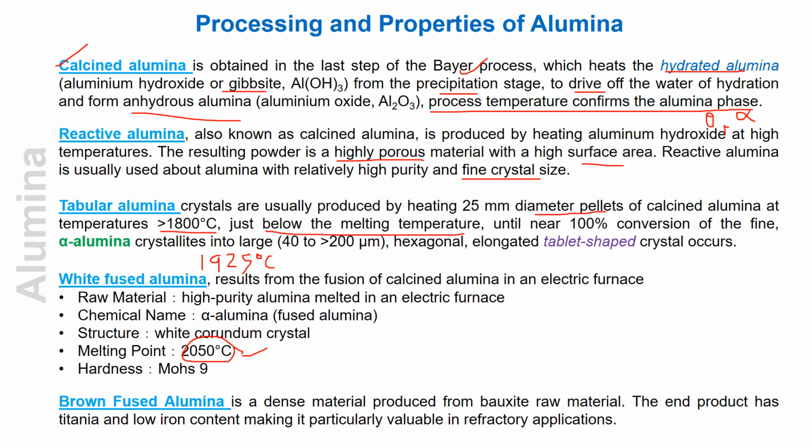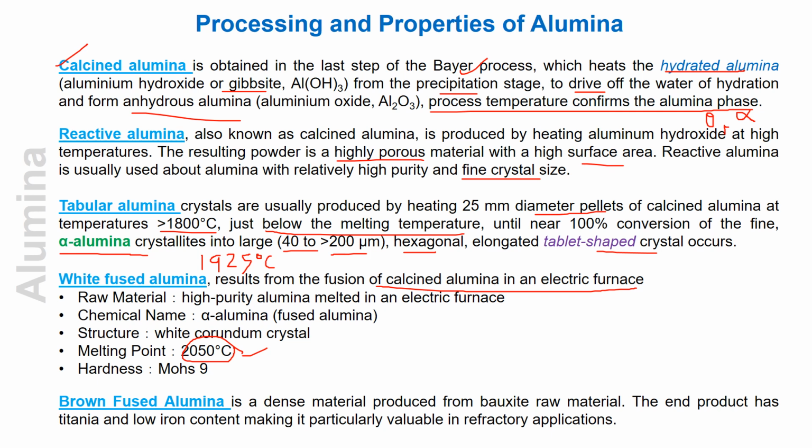and it results in the alpha alumina phase, large crystal size 40 to 200 micron, hexagonal crystal structure and tablets of crystals. White fused alumina results from the fusion of calcined alumina in an electric furnace, and it also produces the alpha phase.